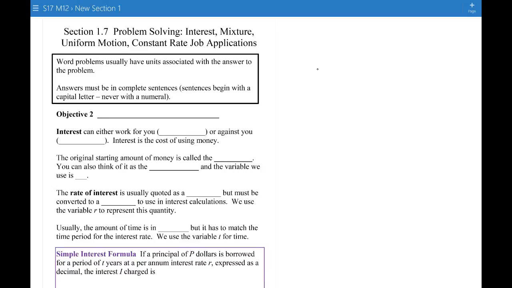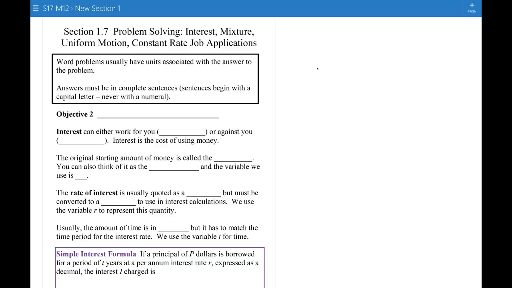So word problems usually have units associated with the answer to the problem. For instance, hours or miles per hour or some kind of way of measuring. So your answer needs to have units on it. And your answer must be in a complete sentence that begins with a capital letter.